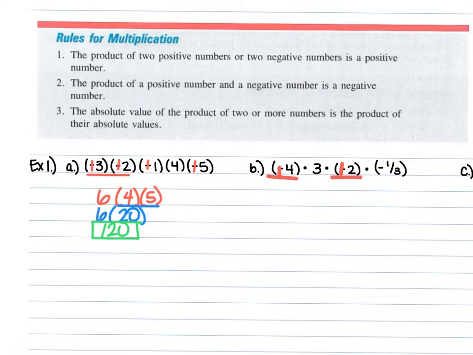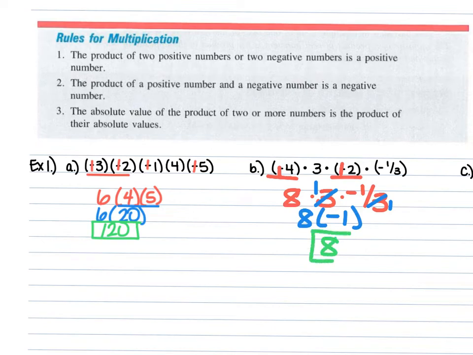So I'm going to multiply the 4 times 2, which is 8, and then multiply that by 3 times negative 1/3. So that 3 times the negative 1/3 is going to turn into negative 1, and 8 times negative 1 is just negative 8.